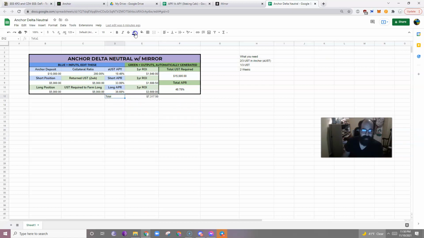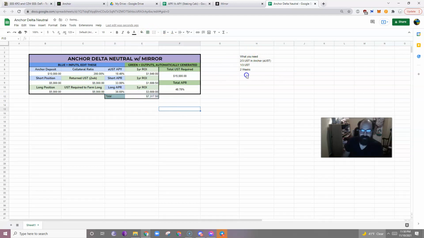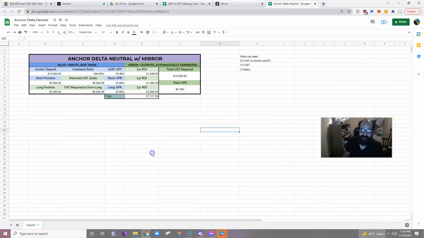So as a recap, for this to work, you need 2/3 of your total investment as Anchor, deposited UST in Anchor over here. And then you need the remaining third as UST, not anchored. What you will do is open up a short position with a 200% collateral ratio, and then open up a long position for the exact value of your short position. And then in 2 weeks, you will use the returned USD that you get to farm your long position.